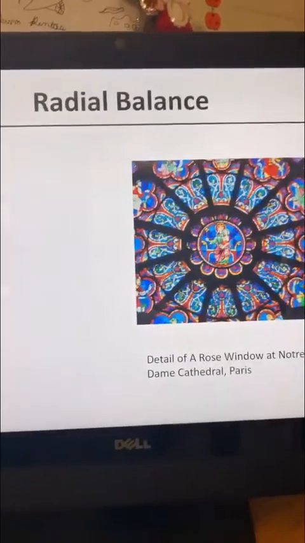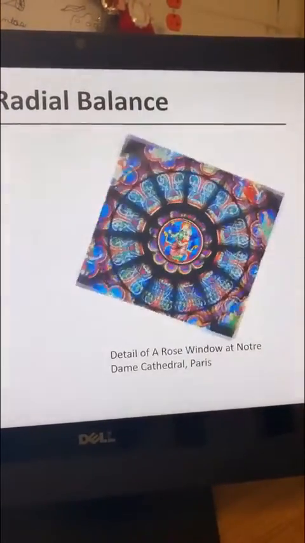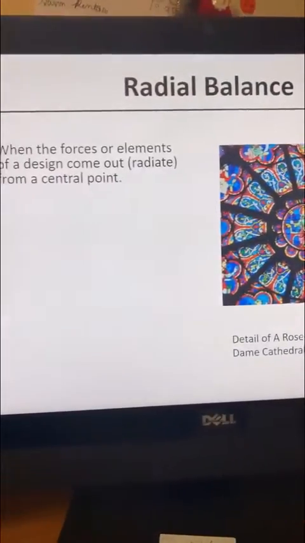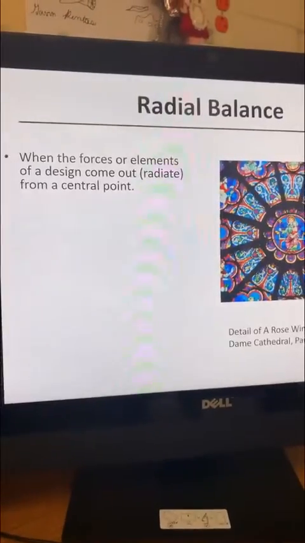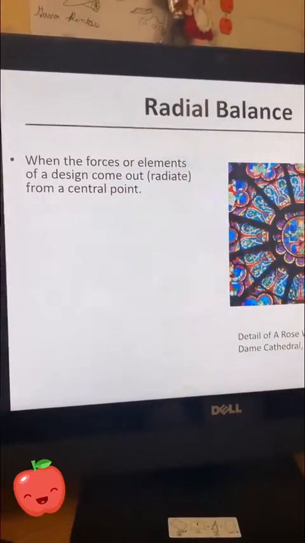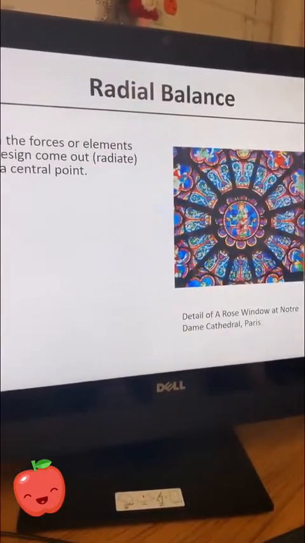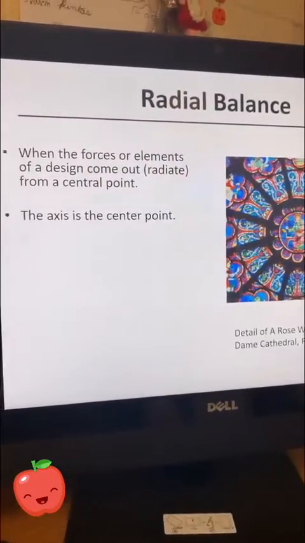Last but not least, we have radial balance. Radial balance is when the forces or elements of the design come out or radiate from a central point. The axis is the center point.